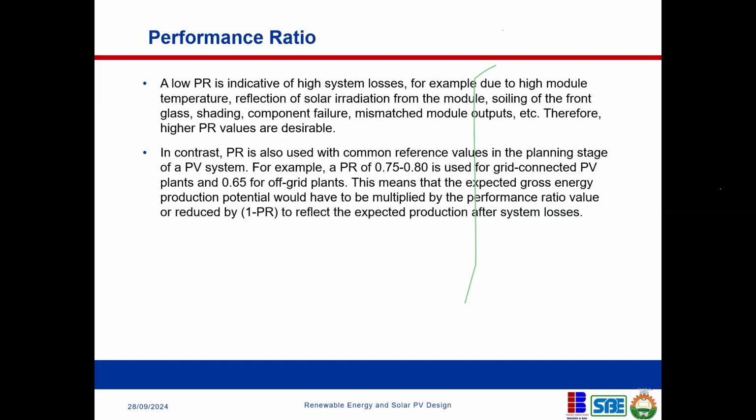Now, during your system design, it is better that you generate more energy than your client expected than that you generate less energy than your client expected. However, the deviation should not be so much, so it doesn't look like you don't understand or you don't know what you're doing. And that's why I say it is safe to use a performance ratio of 70% or 75%.